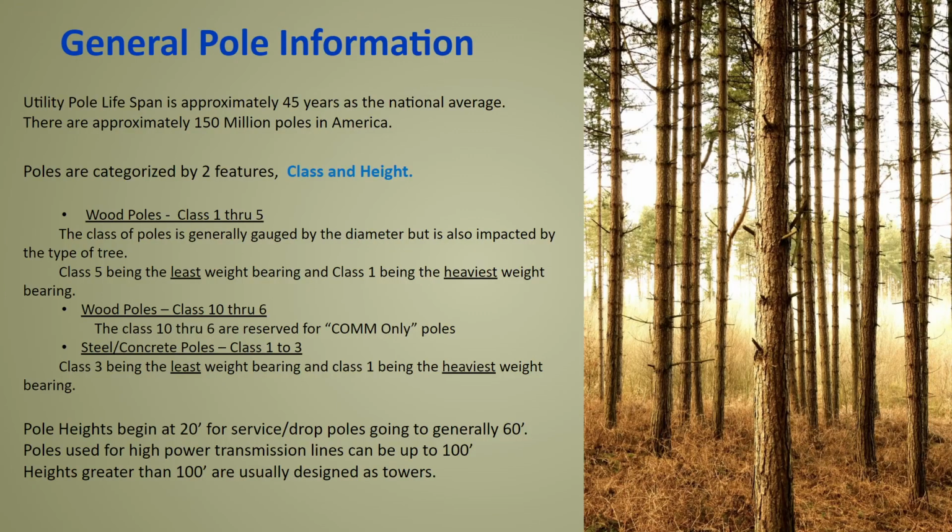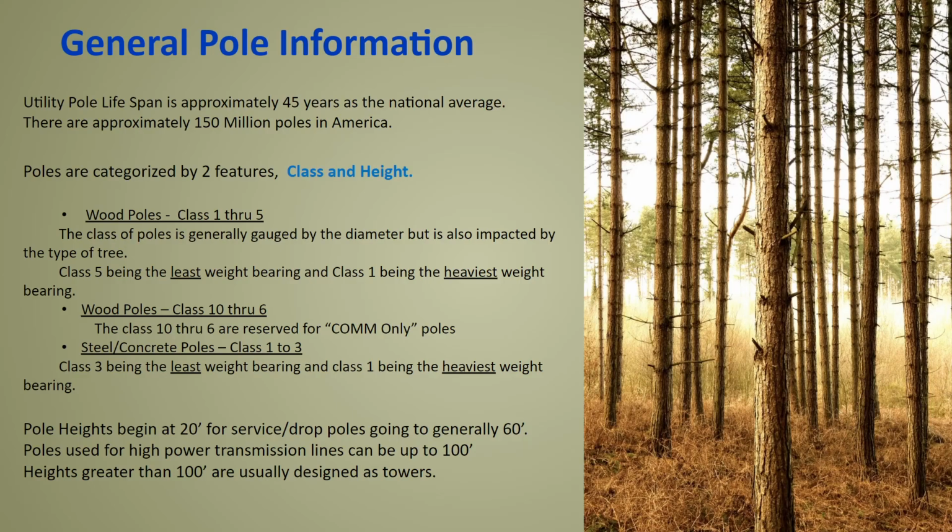All right, to talk about the zones on a pole, first we have to talk about the pole, right? So utility poles generally last about 45 years. Depending on the weather and the temperature, of course, could be a little less or a little more. They are, generally speaking, wooden poles.